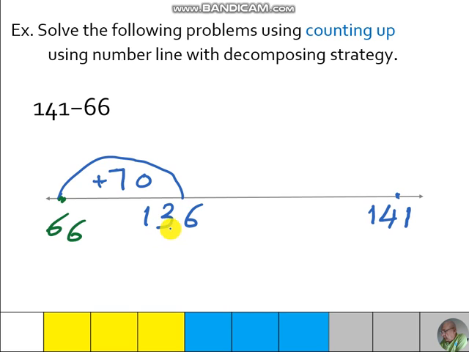What is the number I added to 136 to get 141? If I add 4 here, I get 140. But this is 141, means I need to add 5. I can write this here in this square. 70 means in the 10 place, I write 7. And 5 in the 1 place. And the answer is 75.